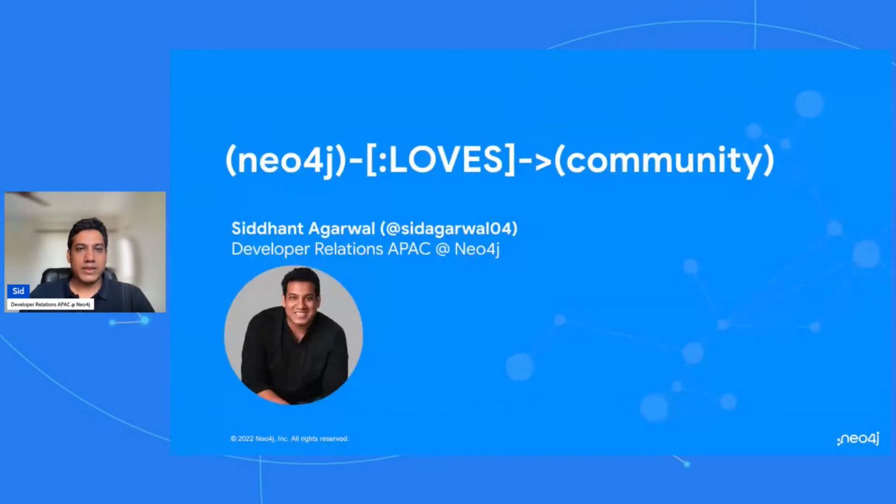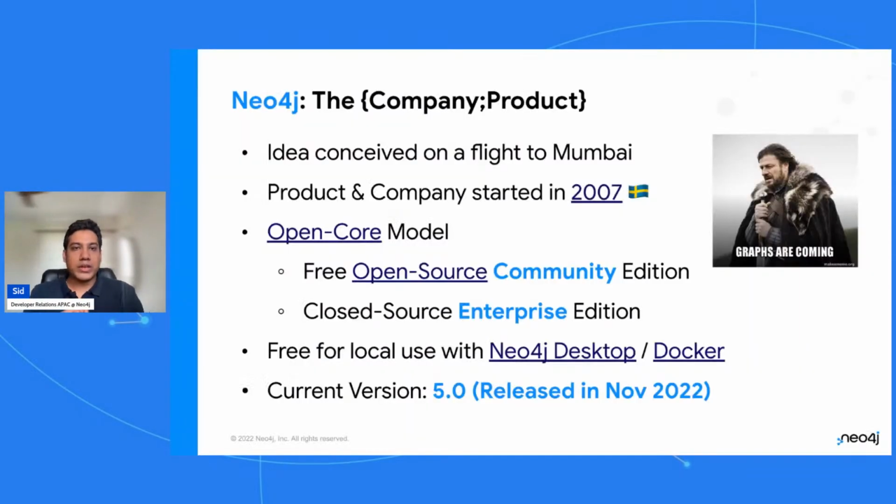But just before that, let me give a quick intro about a few things. Neo4j loves the community. A quick intro about Neo4j for those of you who have missed or who are starting now with us. As a company, the idea was conceived on a flight to Mumbai. The product was started in 2007. We started with an open source community edition, and then we added a closed source enterprise edition. We launched Neo4j version 5 last year.